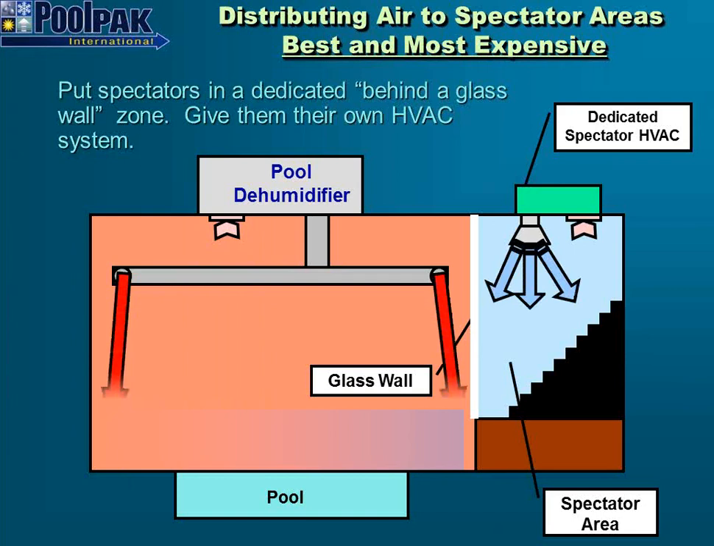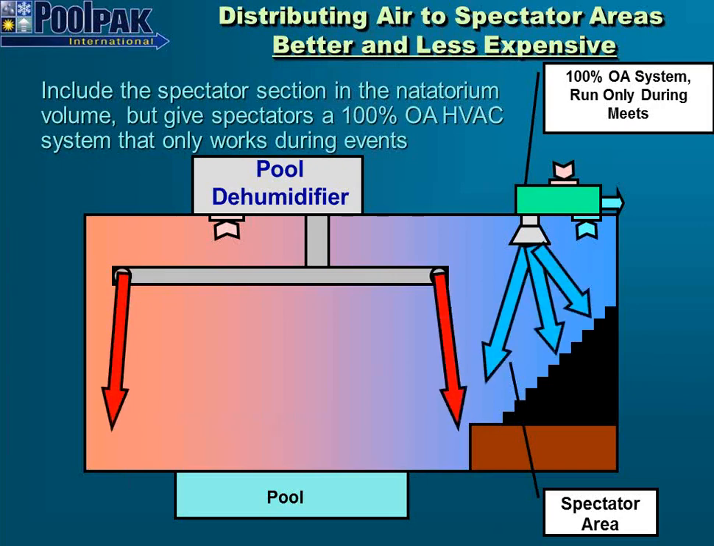Where you don't have a partition, we can also zone by type of unit. We can rely on the pool dehumidifier to dehumidify the pool natatorium, and then on an outdoor unit, gas-fired, to treat the spectator area.